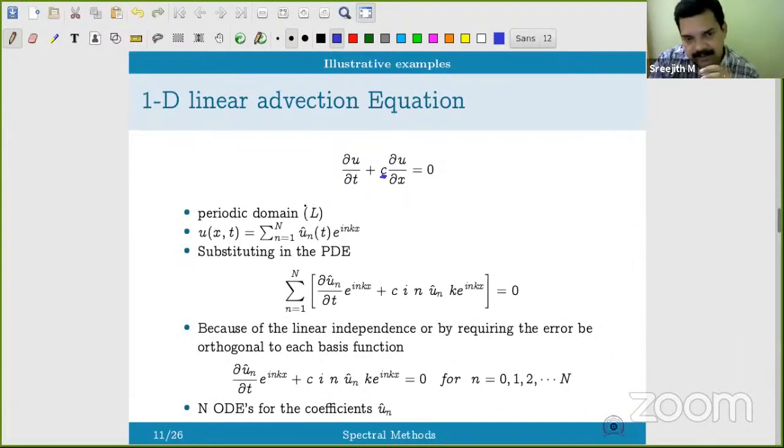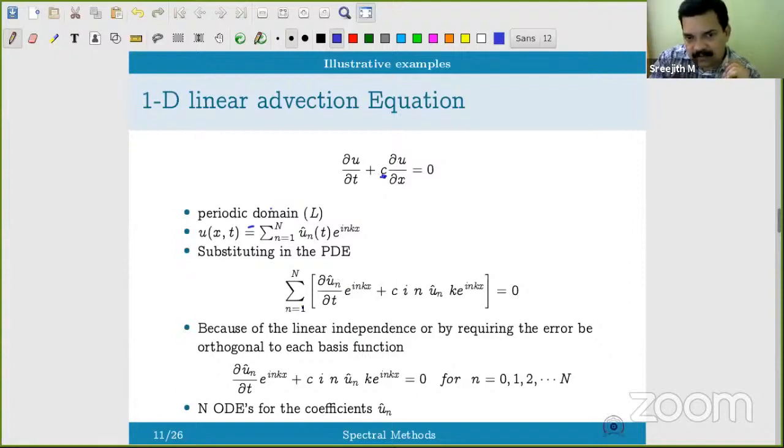Now the domain is periodic with size L. So we take the case of only the 1D case. Here u of x, t is approximated as the sum over n equal to 1 to N of u_n of t e raised to i n k x. Here u_n is a function of k and t. You substitute that approximation into the original differential equation.